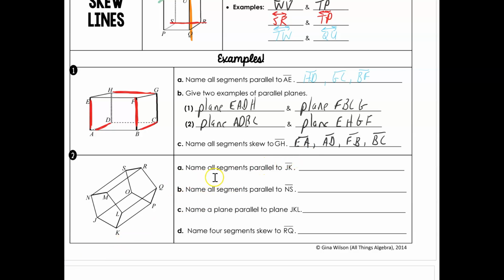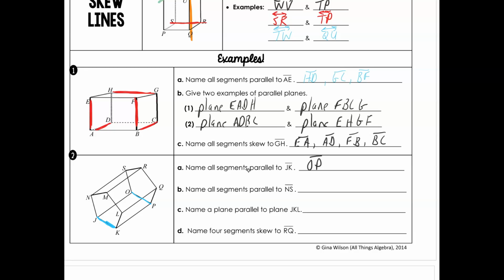Now let's try to do the same thing with a slightly more complicated diagram. Let's name all the segments that are parallel, or at least that appear to be parallel to JK. So let's highlight JK first. Here's JK. And there's not that many. As many segments as you see in this diagram, there's only one that's actually parallel to JK. This one right here, OP. So OP is the only one.